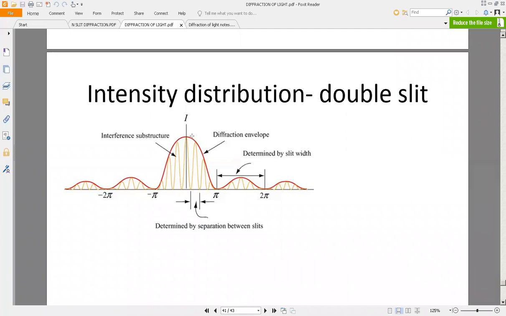It means earlier you had principal maximum. This peak I have called as principal maximum. Now this peak is going to split further into slices. So the entire single slit principal maxima will now become pieces of principal maxima, and you won't be able to determine whether it is principal maxima or not.